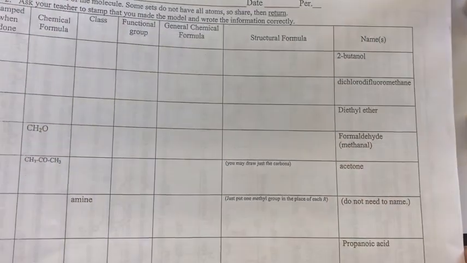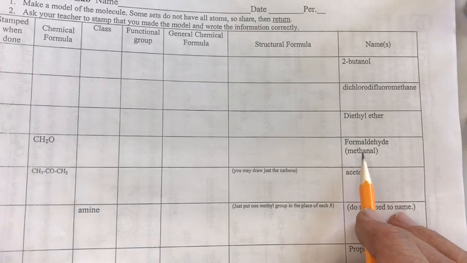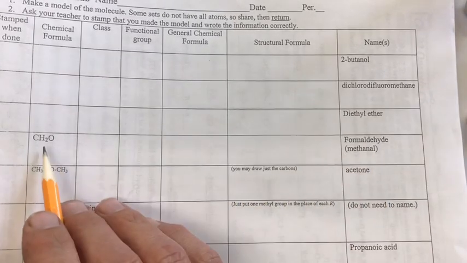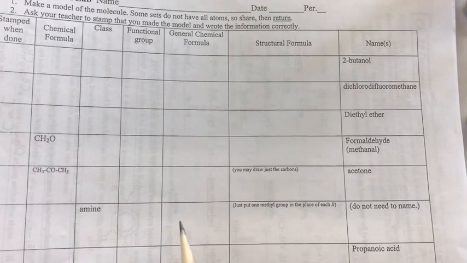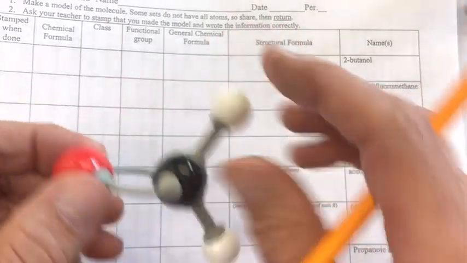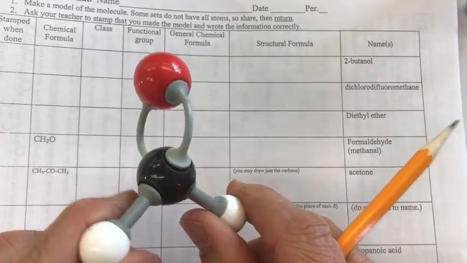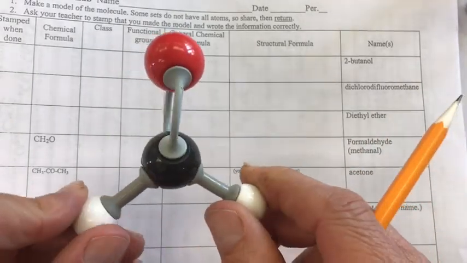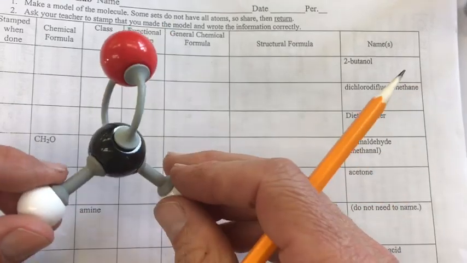Okay, our next one is aldehyde, formaldehyde, and we're told that our formula is CH2O. So very simple, but yet a little bit tricky. So we have a carbon, CH2, and an O. This is formaldehyde. It's probably one of the more famous molecules. It's used in a lot of things, especially glue.